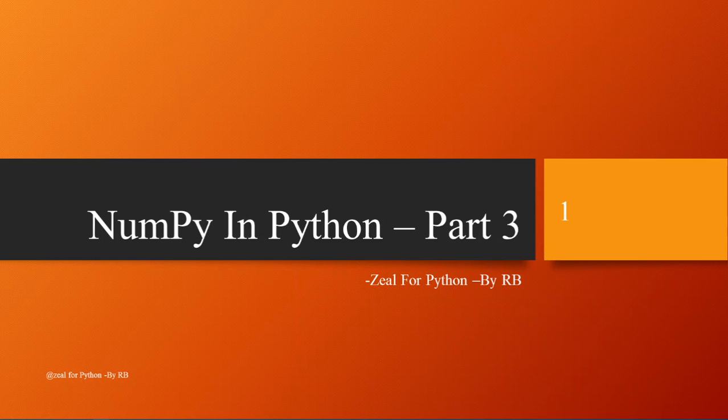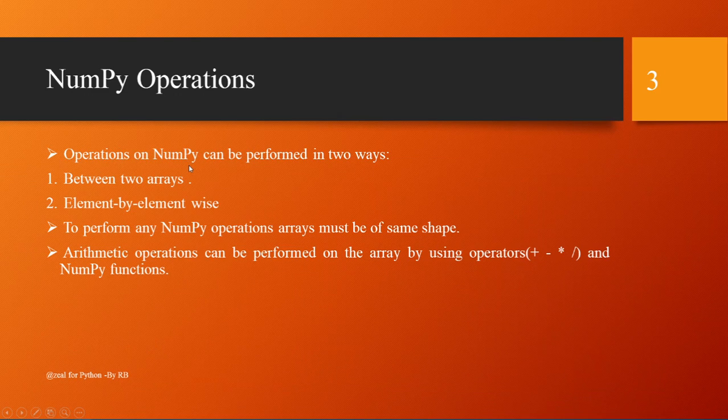Let us discuss how arithmetic operations can be performed on your NumPy array. Operations on NumPy arrays can be performed in two ways. One is between the two arrays and another is the element by element operation. To perform any NumPy operations, the arrays must be of the same shape. And to know the shape of the array, we can use the method shape.